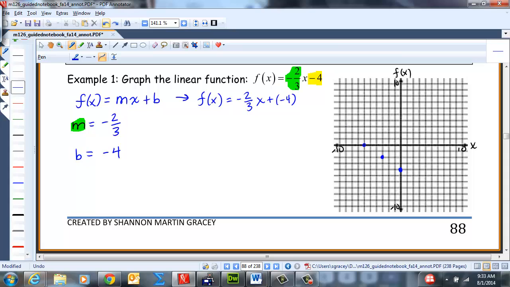Turn my screen a little. That's a bad one. That's better. Okay. All righty.